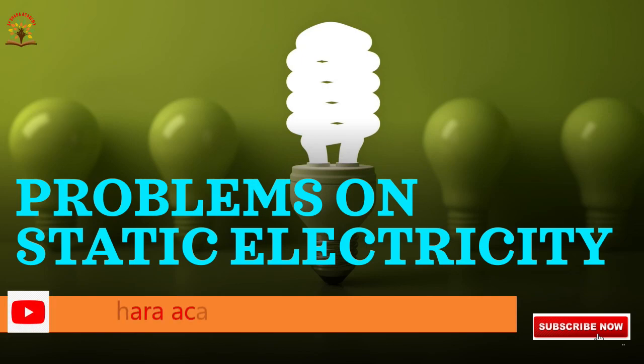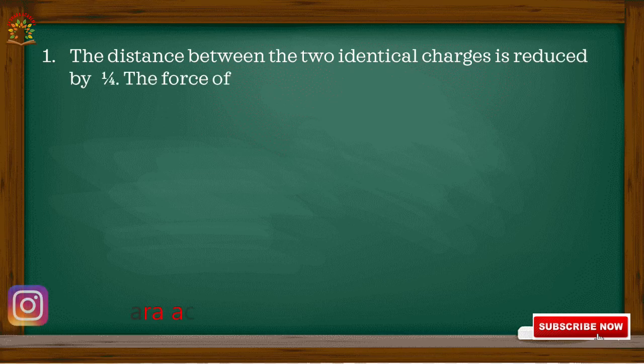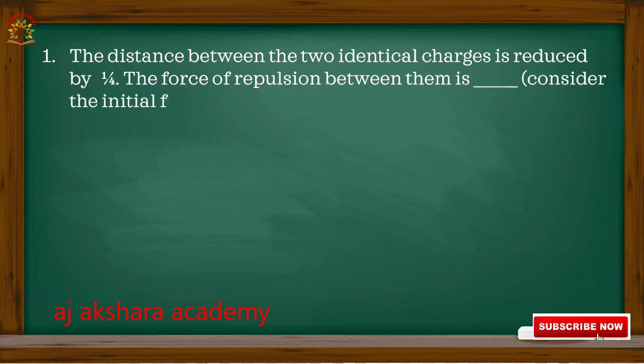Today's topic is problems on static electricity. Let us go to the first problem. In this question, the distance between two identical charges is reduced by 1 by 4. The force of repulsion between them is, consider the initial force as F. We have to calculate the force of repulsion between them, considering the initial force as F. Let us come to the solution.